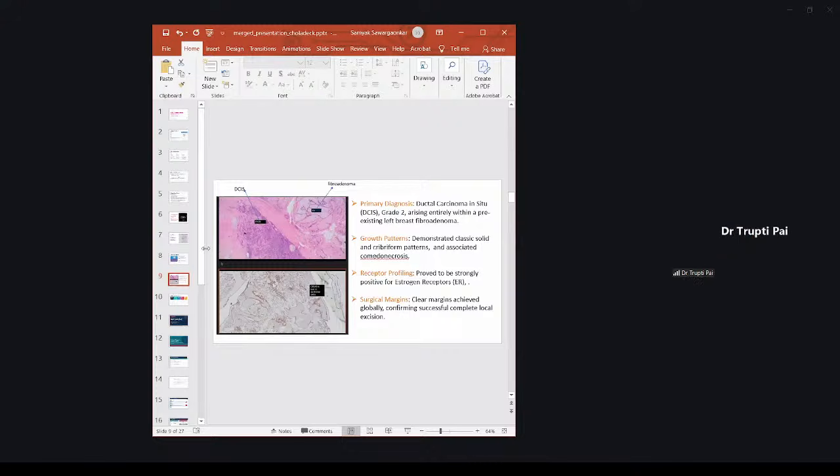Yeah, or maybe if you have scanned images, we can see, because this is very low power for me to comment on anything. But definitely I think there are foci of sclerosing adenosis. It was reviewed in 2 different centers apart from ours. So 3 times this has been reviewed.